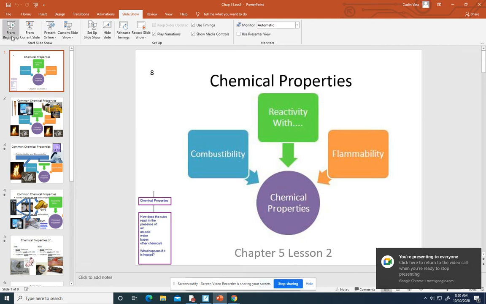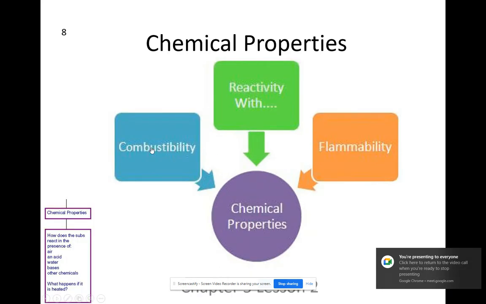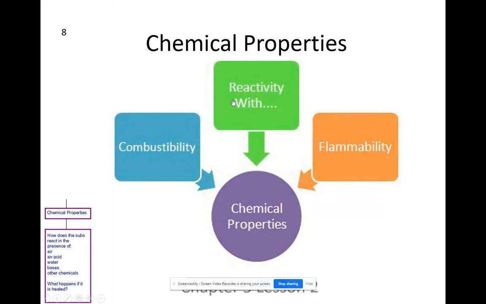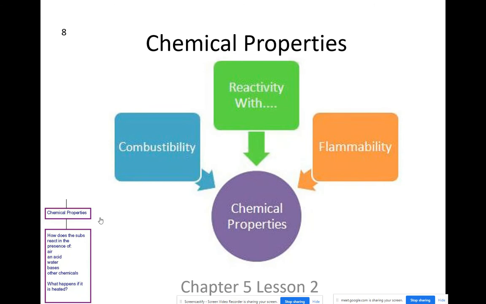All right, so we have chemical properties. With chemical properties, there's combustibility, there's reactivity, there's flammability. Those are all chemical properties. All right, and this is chapter 5, lesson 2.